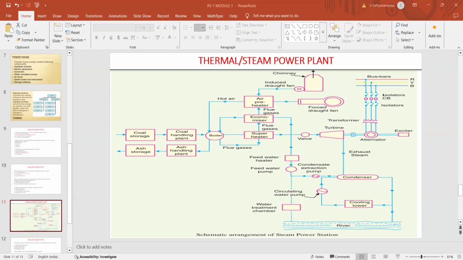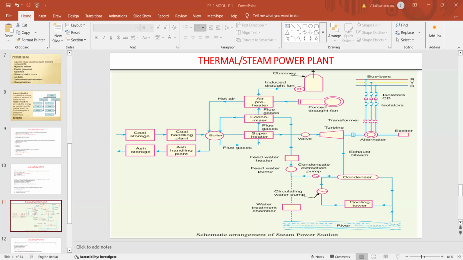So when are the cooling towers going to be used? During the scarcity of water in a particular canal or lake, whatever the source of water you are having, then these cooling towers will come into the picture, where hot water from the condenser is passed on to the cooling towers where it is getting cooled, so that the cold water from the cooling tower is again reused, recycling in the condenser.